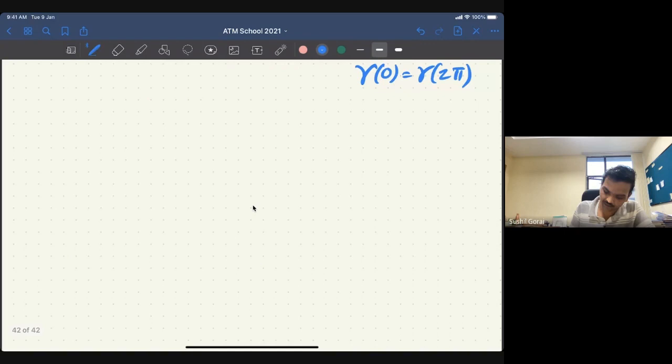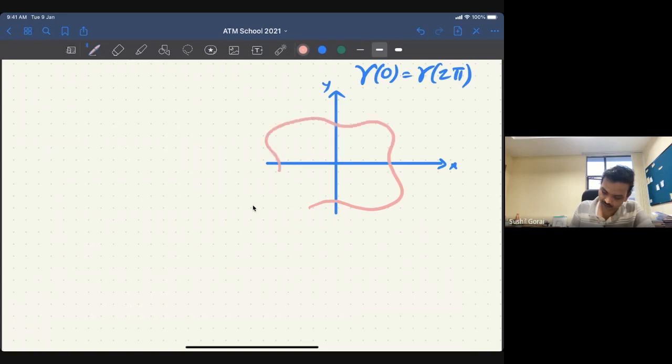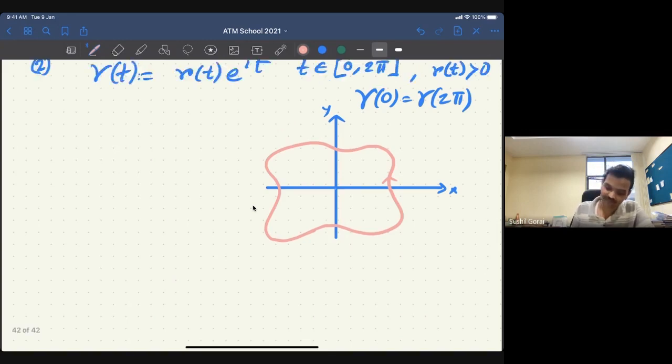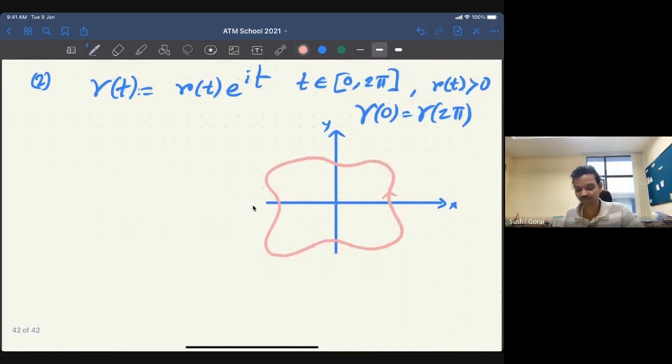So you have, let's say, if this is the coordinate system, x, y, you have some curve like this. A general curve. We don't know how r is moving. It's just continuous. This was smooth as well.